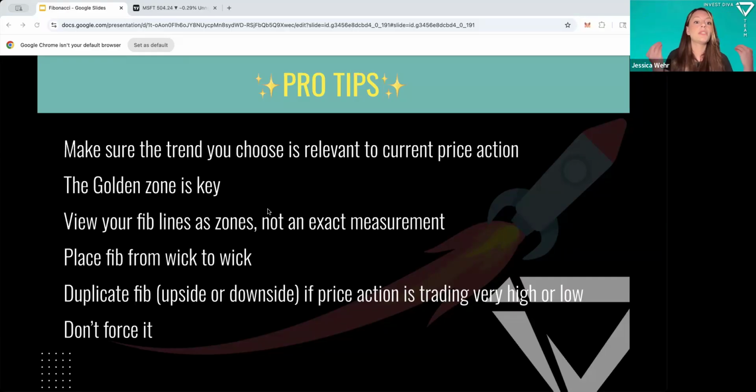And last but not least, if the fib levels don't match price action or don't respect key levels, don't use it. As I mentioned, if you're a Power Course Triple Compounding system member, you are going to have a bunch of different indicators at your fingertips, and you can use different tools instead of the Fibonacci, so don't force it. Sometimes we just don't use it, and that's okay.